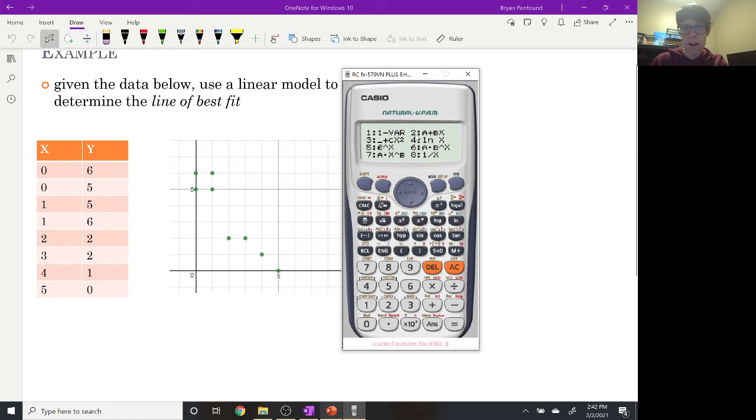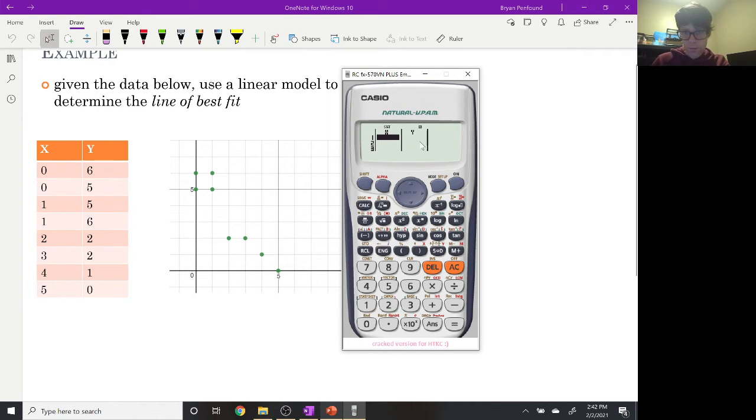But if we go into number 2, you see how it says A plus Bx? This is now linear. So now we can input 2 variables and get all of the information we need about the relationship between two variables. So I'm going to hit number 2. That's going to take me into the linear setup for the calculator.